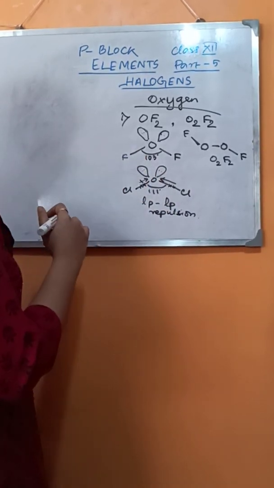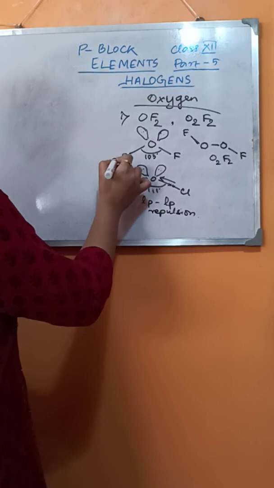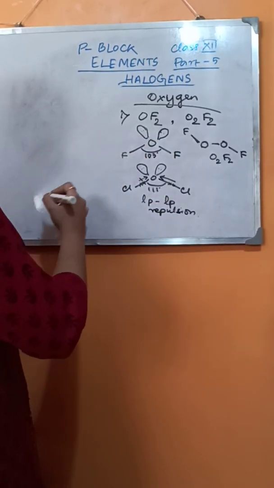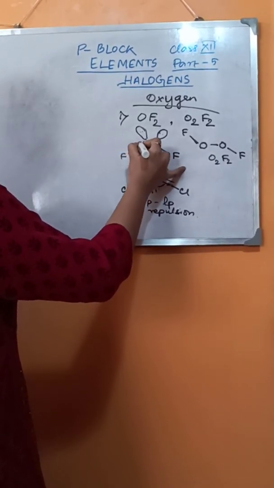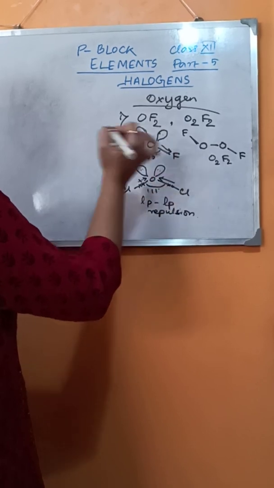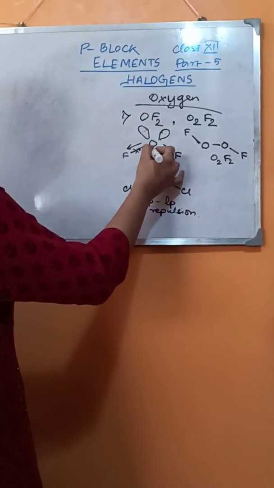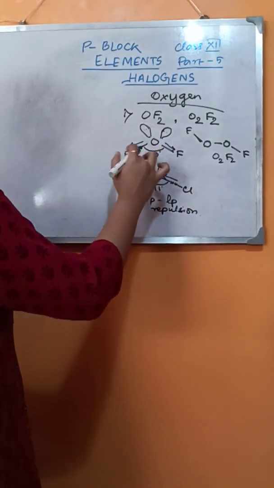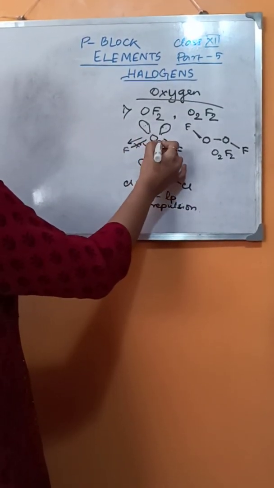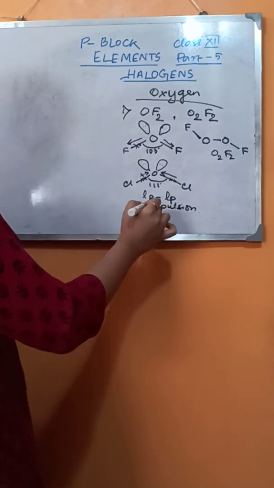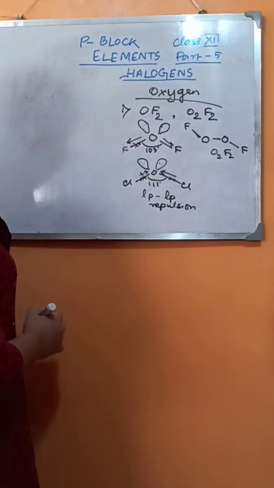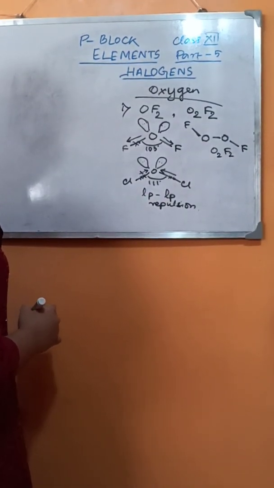In case of fluorine, opposite happens. Fluorine is more electronegative than oxygen. So the shared pair of electron is shifted towards fluorine. So the lone pair repulsion does not occur in case of OF2. So the bond angle is less than that of OCl2. Okay.